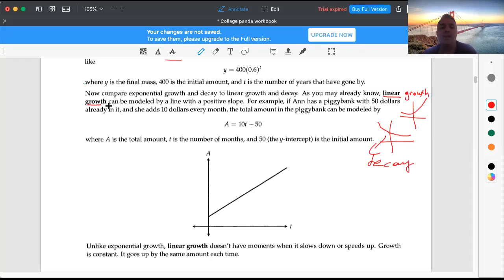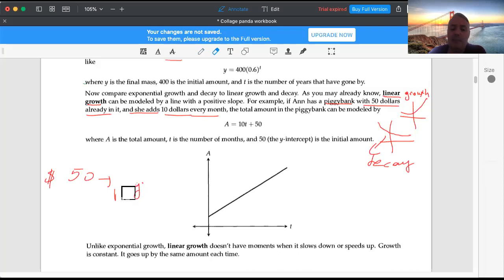So let's see it. For example, Anne has a piggy bank with $50 already in it, and she adds $10 every month. So you have $50 in your piggy bank. Piggy bank means, by the way, you are making like a box. Okay, you are saving your money. You are putting your money there. It's not a bank. It's not giving interest. Just to store your money. Piggy bank. You know, every kid has one in early childhood.